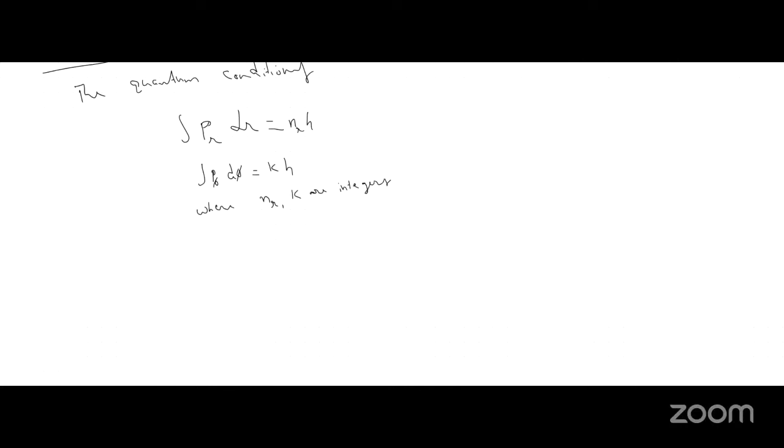Here NR is the radial quantum number, and K is the azimuthal quantum number. And I'm taking N of R plus K equal to N.